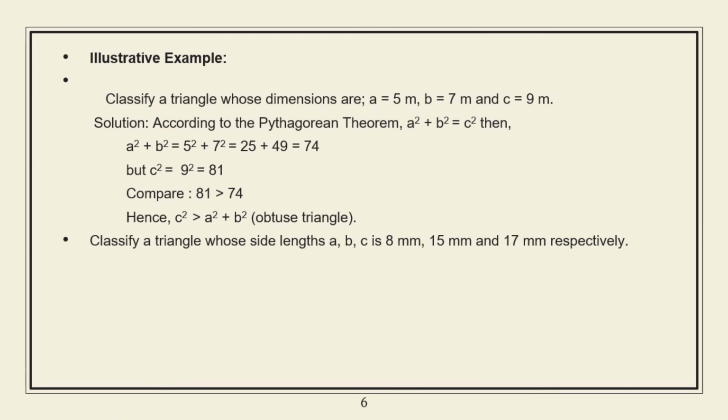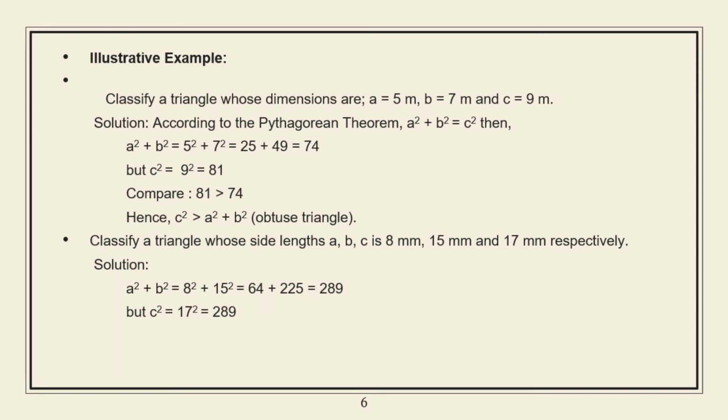Now, how about if the sides of the triangle are 8 millimeters, 15 millimeters, and 17 millimeters? For that, let us substitute now. Again, A squared plus B squared. Your A is 8, so we have 8 squared, and B is 15, so we have 15 squared. 8 squared is 64, and 15 squared is 225. So 64 plus 225 is 289. And C squared: C is 17, so 17 squared equals 289.